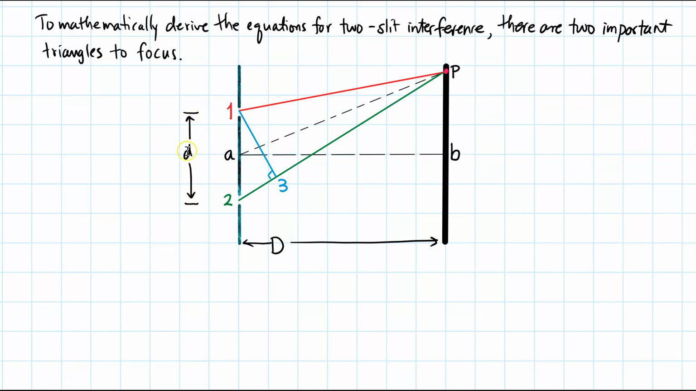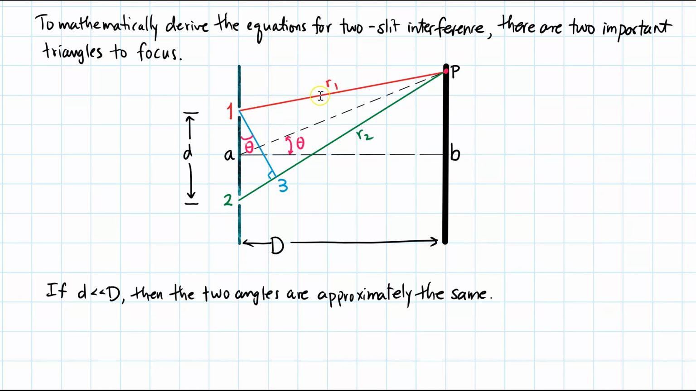So I've now added the screen distance capital D. I've added the slit separation. And this light blue line is a perpendicular bisector. Now, if little d is much, much smaller than capital D, then I could make this angle approximation, that this angle here is approximately equal to this angle there. What this means then, if I look at this part of the ray, R1, and then from the light blue line to the point P, that part of R2, those two are congruent. So then that means here that this little extra piece is delta R.